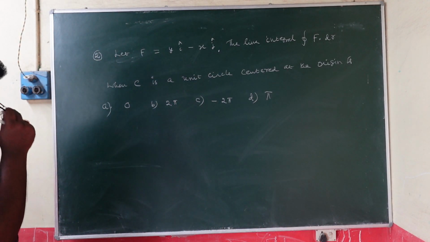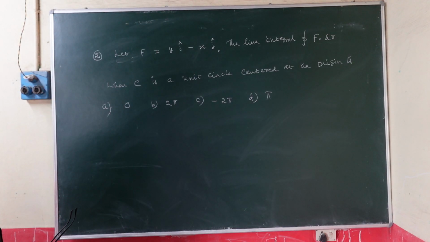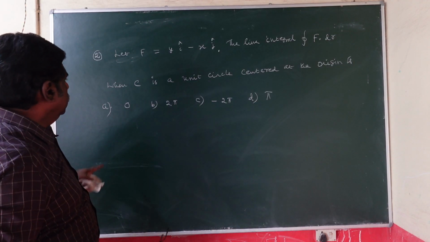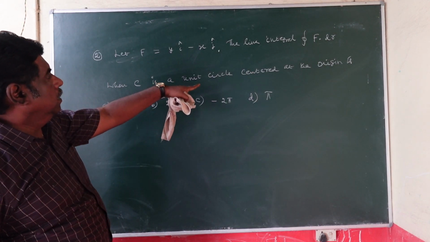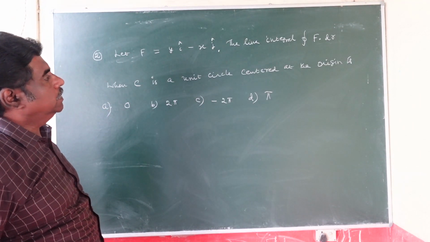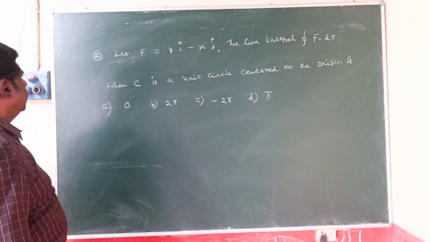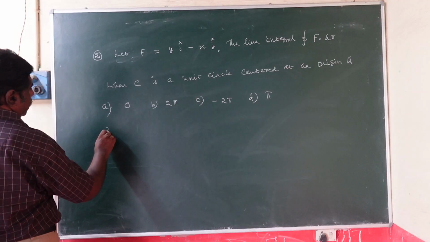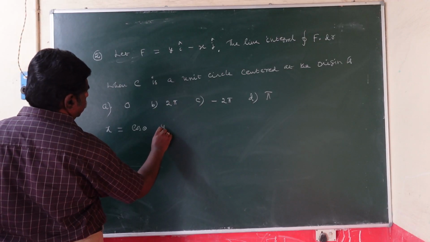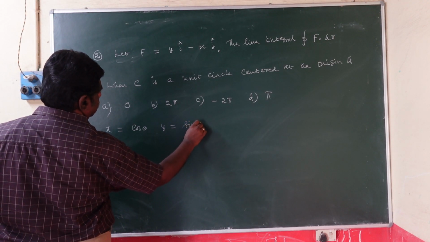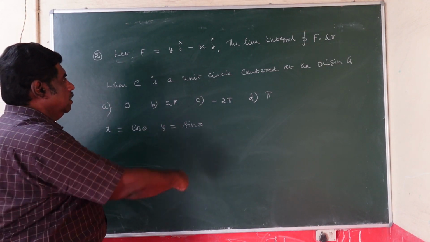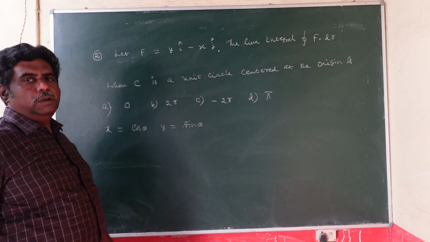In this problem, we have to find out the value of integral f dot dr. The closed path is a unit circle, that means circle of radius unity, centered at the origin. Therefore, we can write x equal to cos theta and y equal to sin theta. In the case of circle, x equal to r cos theta, y equal to r sin theta, it is a unit circle, therefore r equal to 1.